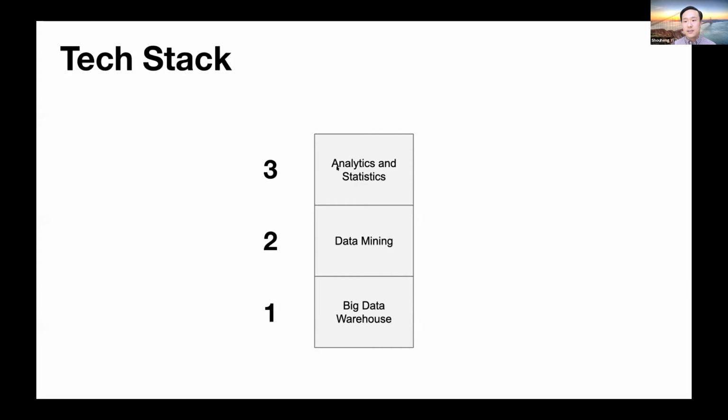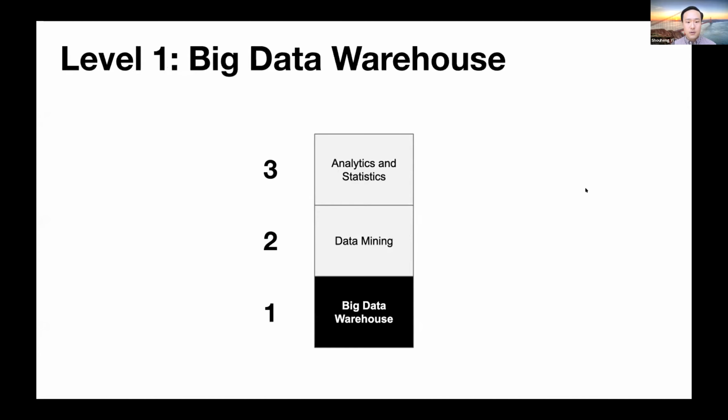Conceptually, there are 3 distinct steps to drive the higher level concept at ATG. Going from bottom to top, we need a storage layer, we need a mining layer, and we need an analytics layer. So we'll go through the big data warehouse, which is our storage layer.